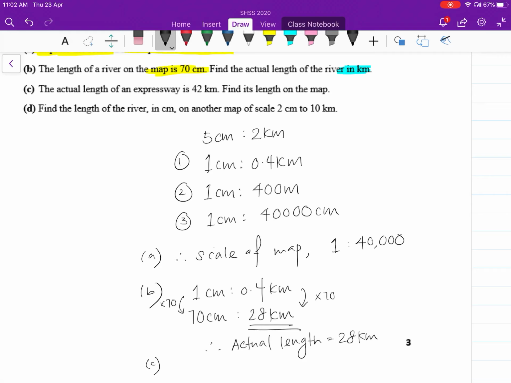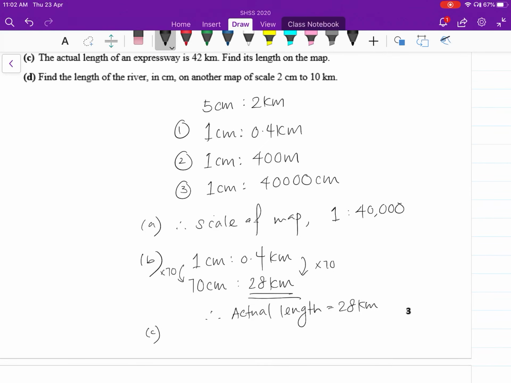The actual length of the expressway is 42 kilometers. Same. Actual length is 42 kilometers. I will use the kilometers one. So actual length is 42 kilometers. I just need to know multiply by how much. So what I do is I take 42 divided by 0.4. I get times 105. Times 105. So on the other side, I also need to times 105. So it's 105 cm. This is my answer.